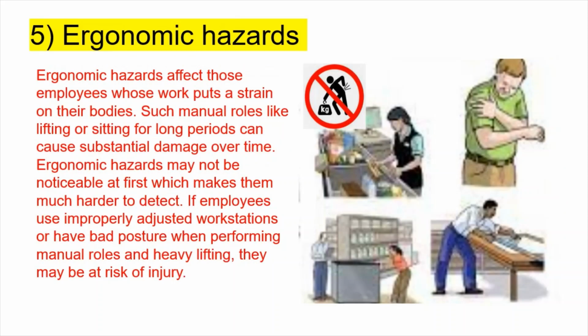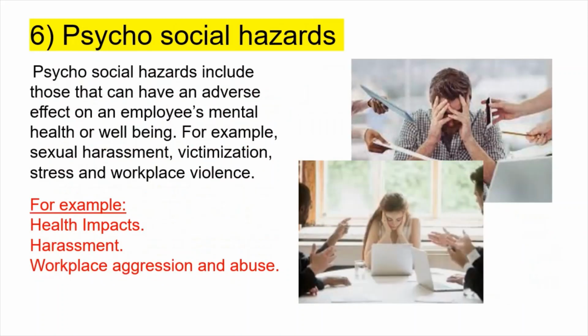5. Ergonomic hazards. Ergonomic hazards affect those employees whose work puts a strain on their bodies. Such manual roles like lifting or sitting for long periods can cause substantial damage over time. Ergonomic hazards may not be noticeable at first, which makes them much harder to detect. If employees use improperly adjusted workstations or have bad posture when performing manual roles and heavy lifting, they may be at risk of injury.